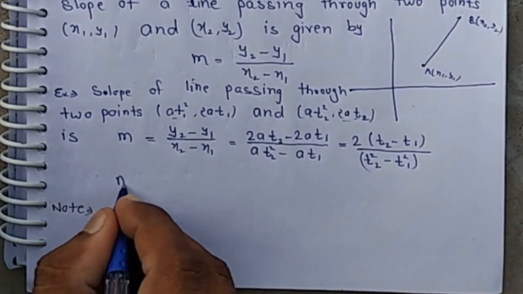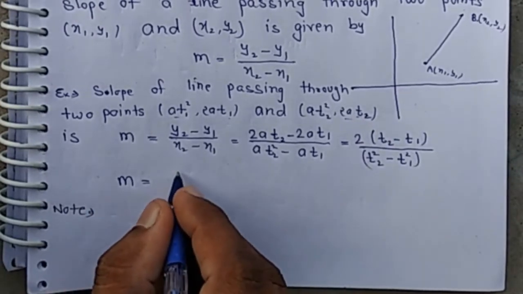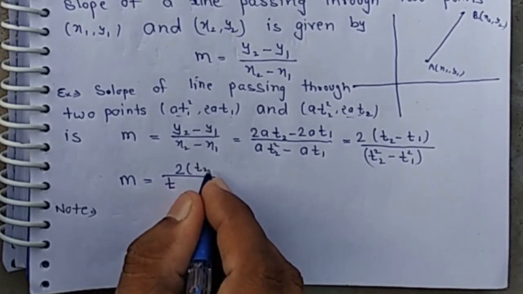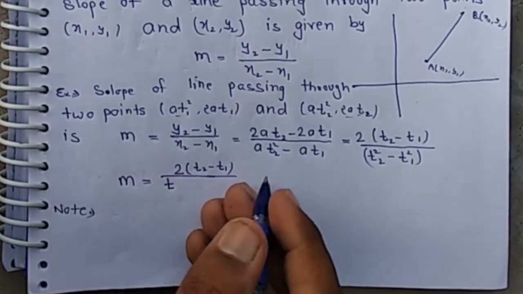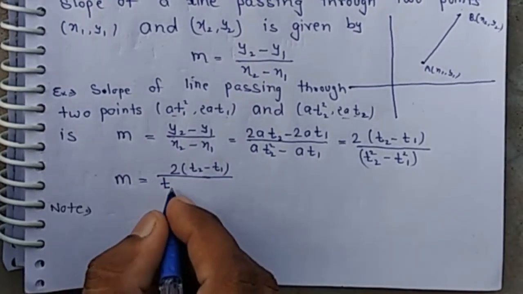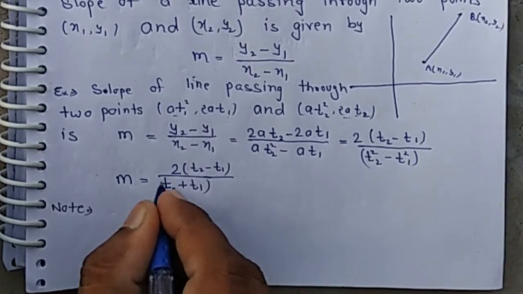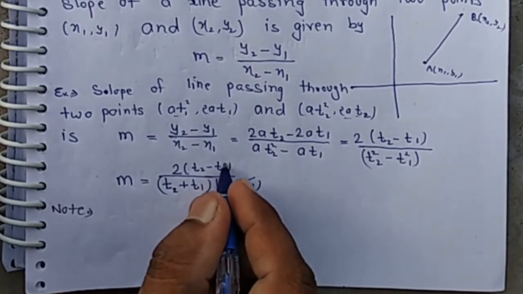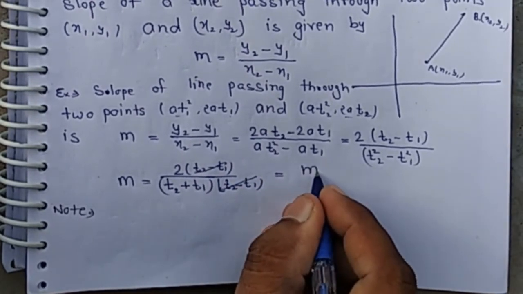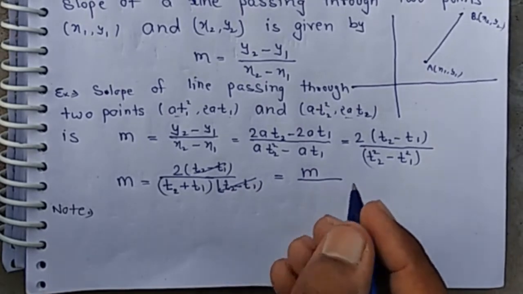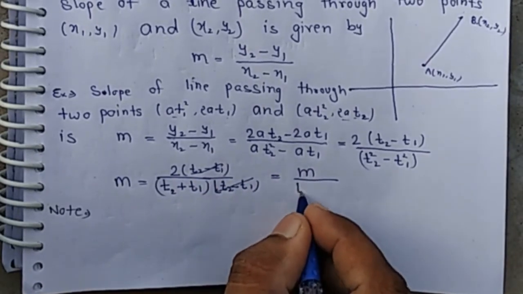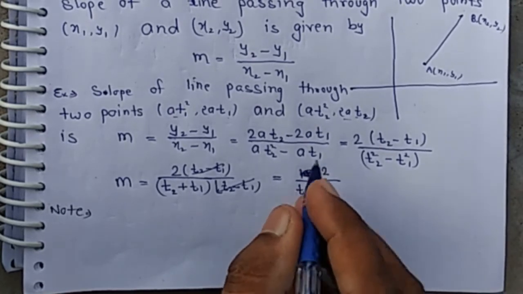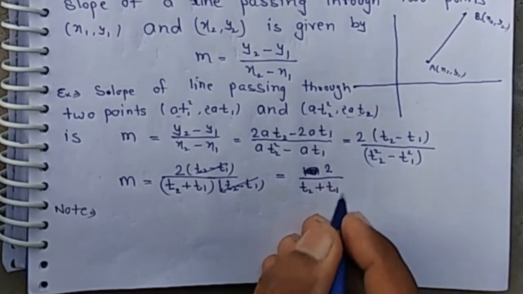It means, it is a square minus b square. We have m equal 2 into t2 minus t1 and t2 plus t1, t2 minus t1 cancel out, and slope of the line passing through 2 points at1 square comma 2at1 and at2 square comma 2at2 is given by 2 by t2 plus t1, and it is answer.